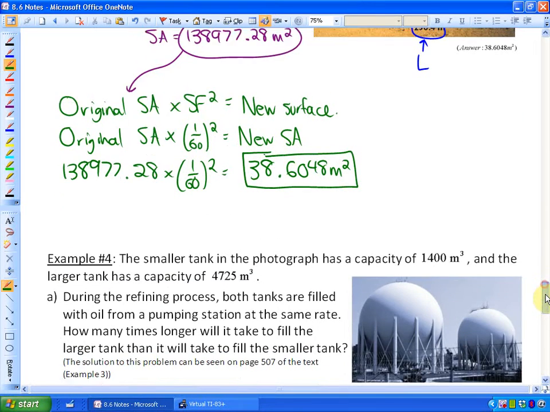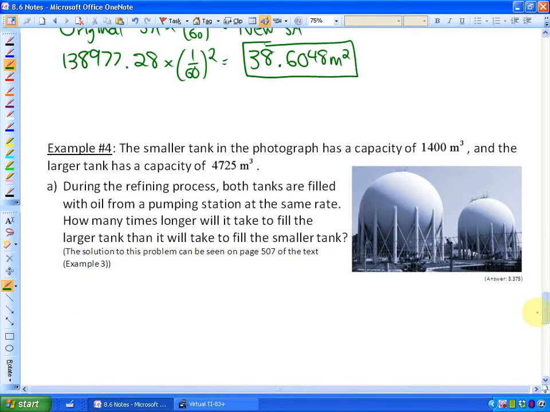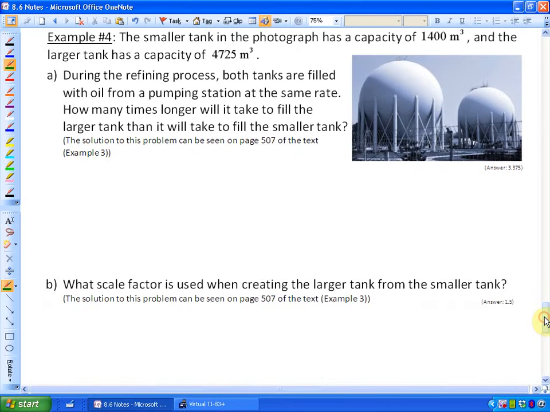All right, the last question in this particular section looks like this. The smaller tank in the photograph has a capacity of 1,400 meters cubed. So the capacity that this holds, or the volume that this holds, is 1,400 meters cubed, and the larger has a capacity of 4,725 meters cubed. During the refining process, both tanks are filled with oil from a pumping station at the same rate.